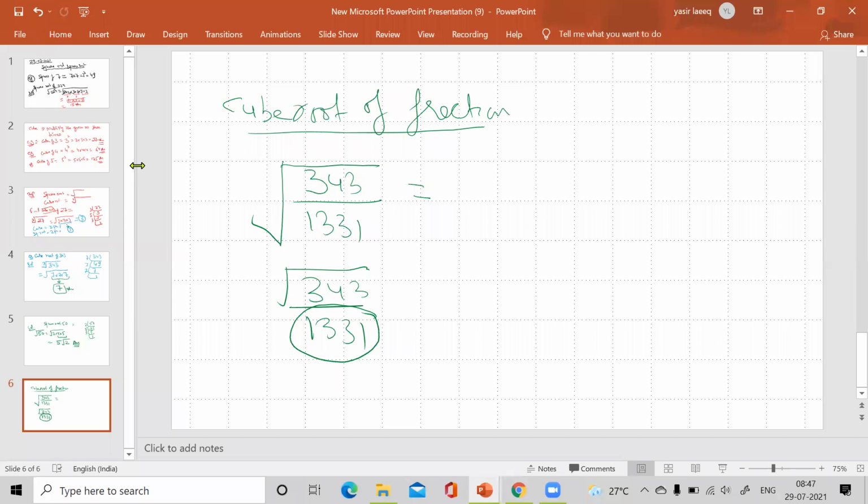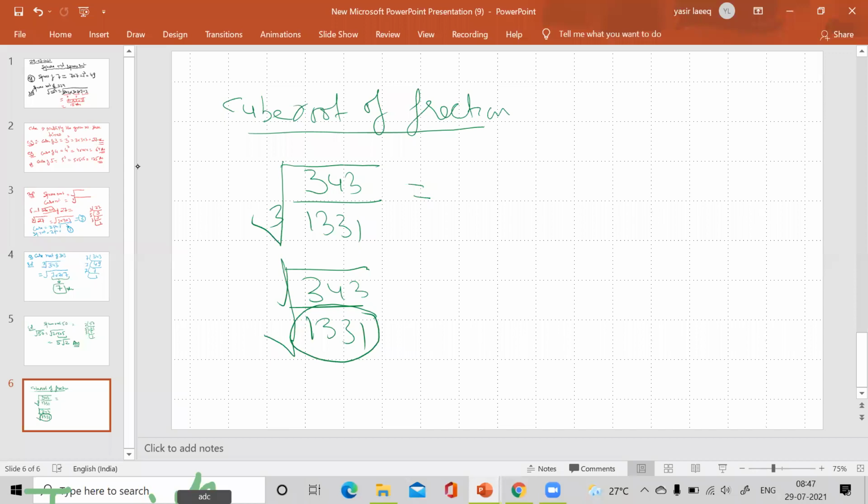Okay, it is clear. What if an under root fraction is given and you have to find the cube root or square root? Just remember to put the 3 here for cube root, and make a full under root sign, so that numerator and denominator both get covered.